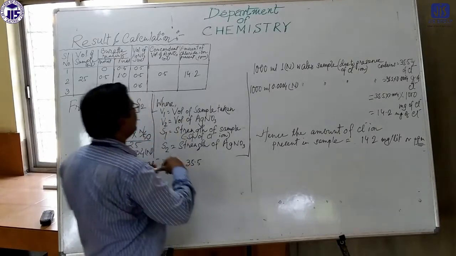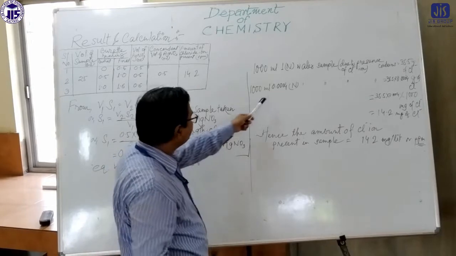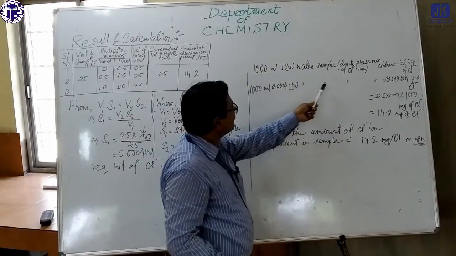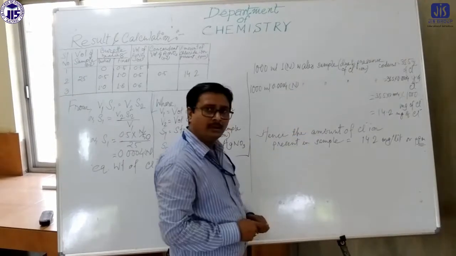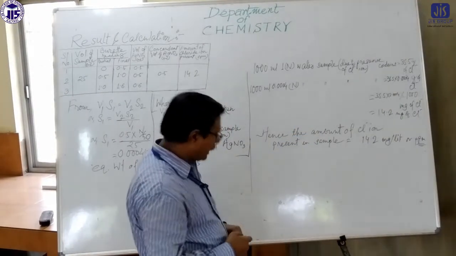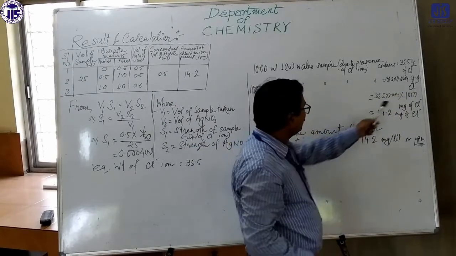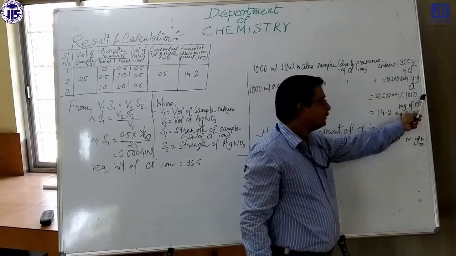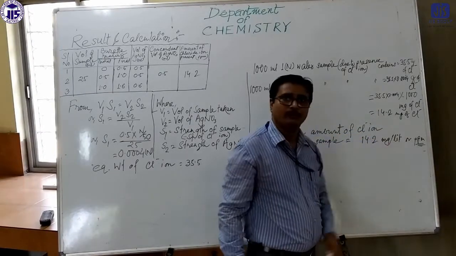Whenever you do the practical, your reading may be different, so you have to put that value. That much normal chloride sample contains how much? 35.5 into that, grams of chloride. Now you have to convert that gram to milligram. How? By multiplying by 1000. Now the result is coming 14.2 milligram of chloride. It's very simple.